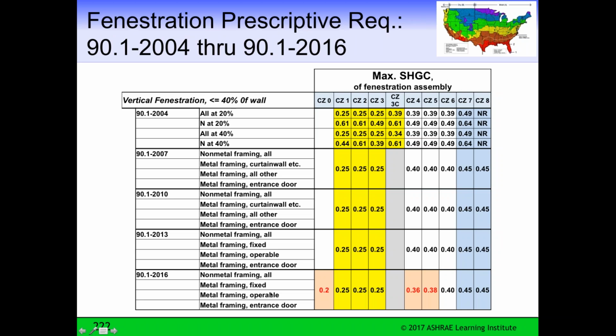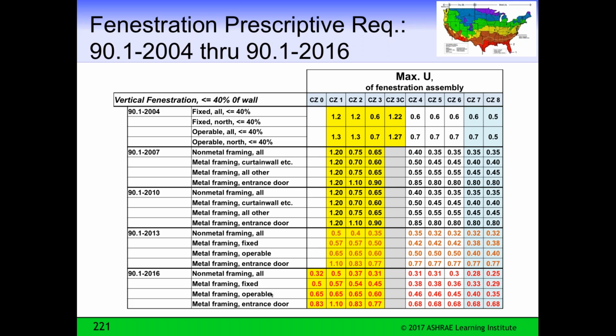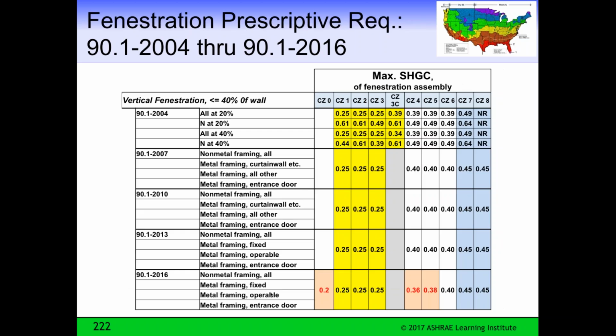That was for the opaque portion of the windows. For the solar heat gain coefficient, or the solar portion of the fenestration assembly, the requirements were pretty stringent even in 2004, with an SHGC of 0.25 up through climate zone 3, then 0.39 up through climate zone 6, and 0.49 in climate zone 7.